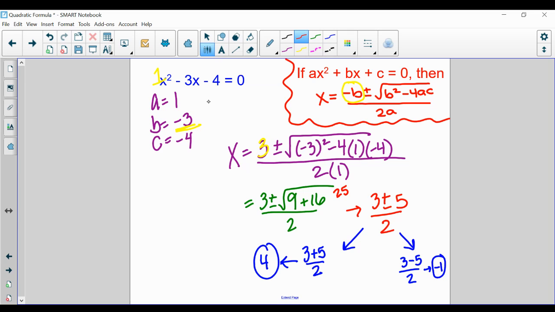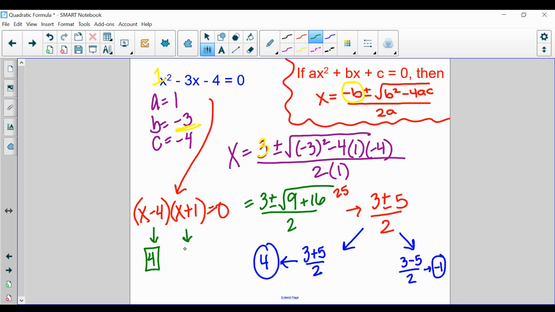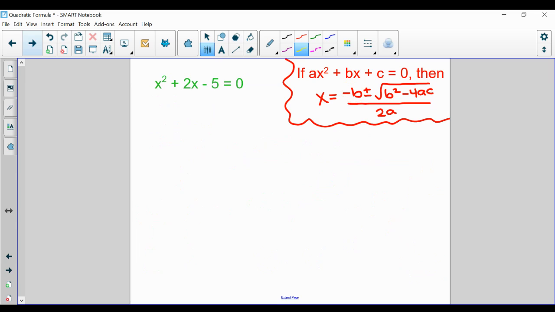Now, if you really want to double check here, because we said we could factor this one, we know we could factor this into x minus 4 and x plus 1 equals 0. And remember, based on our zero product property, I could solve this, and this is going to give me a solution of 4, and this is going to give me a solution of -1. So I just want to prove to you that, in fact, the quadratic formula over here does work. Okay, we got the same answer as factoring. We're going to try another one.